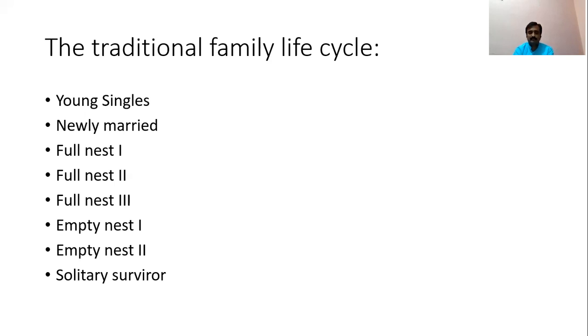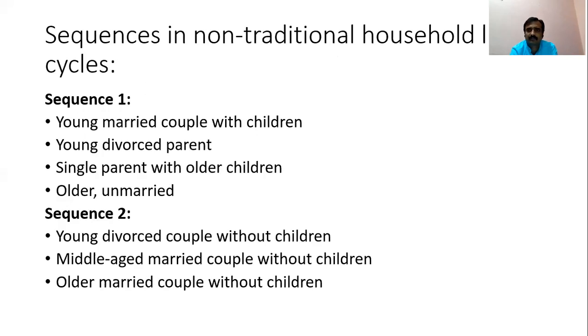And another stage we have is the solitary survivor. Under this stage, a widow or widower has lower income and increasing medical needs. In this situation, the widow or widower has lower income because they don't have any dependents, their income is low, and they even have to concentrate on medical needs. So these are the various traditional family life cycle stages we come across.